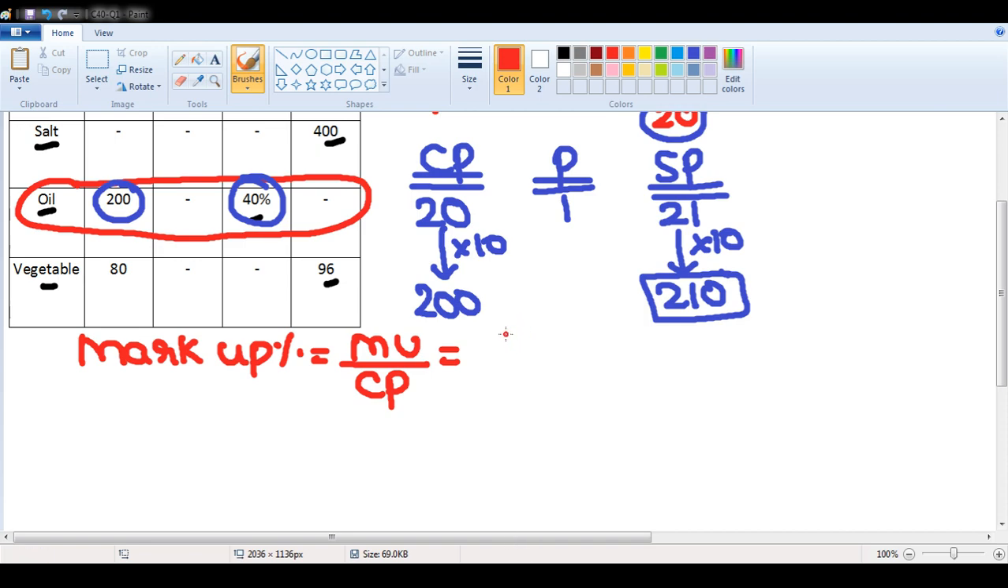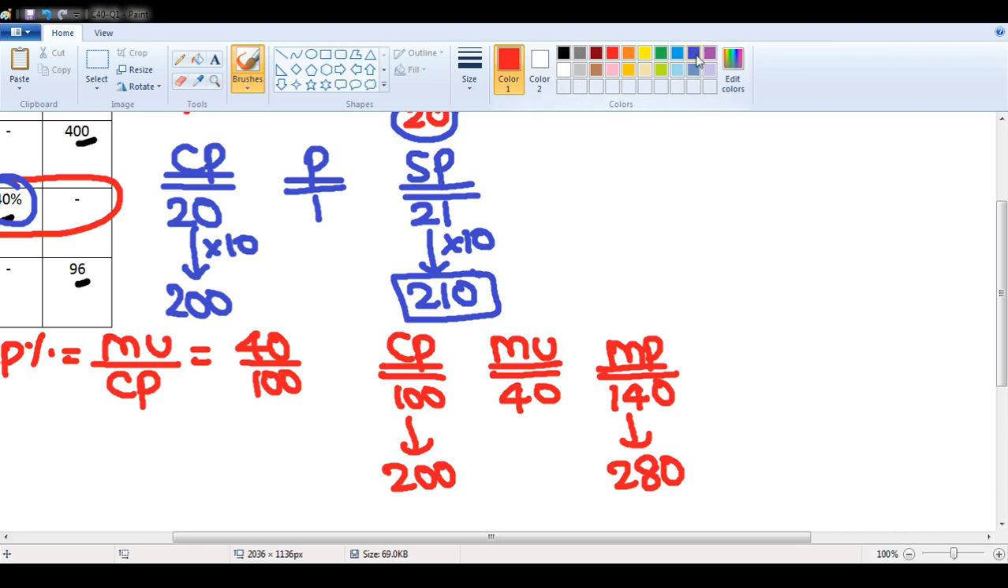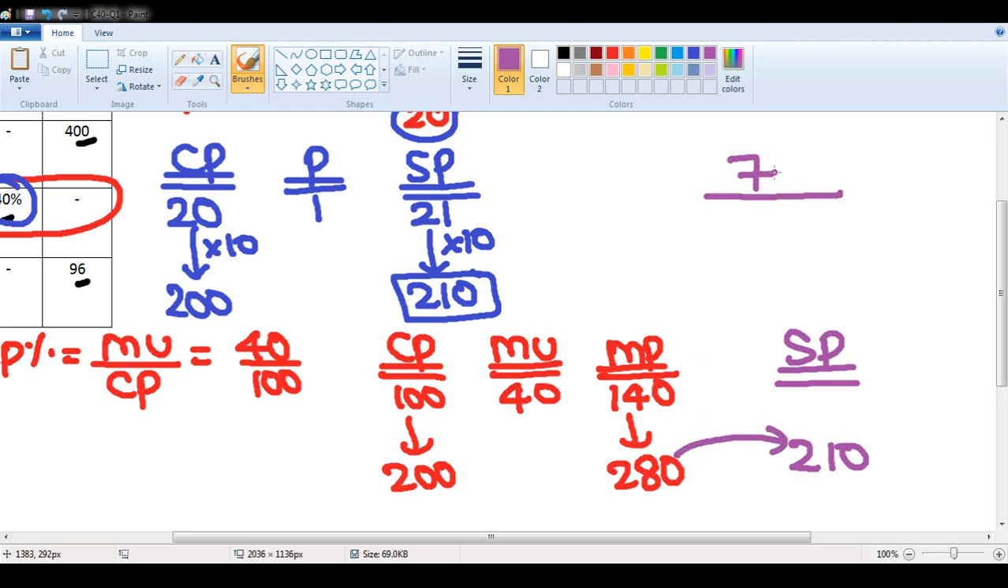40 percentage is nothing but 40 by 100, right? That means if the cost price is 100, markup will be 40, market price will be equal to 140. But cost price is 200, as given in the table, so it should be 280. Markup price is 280, selling price is 210. The discount that I am giving is 70 rupees.